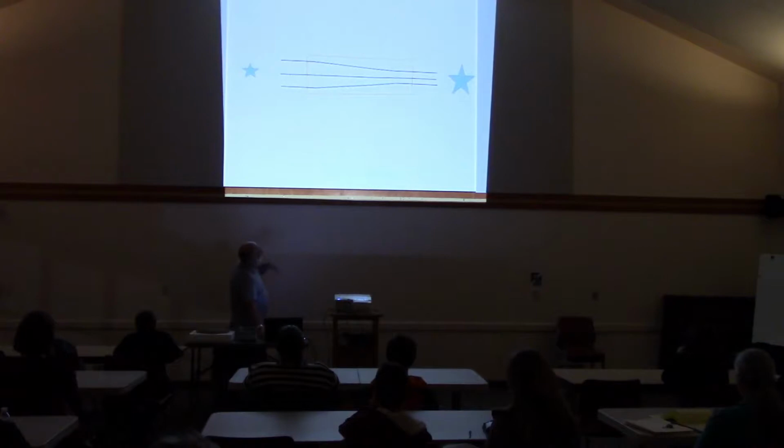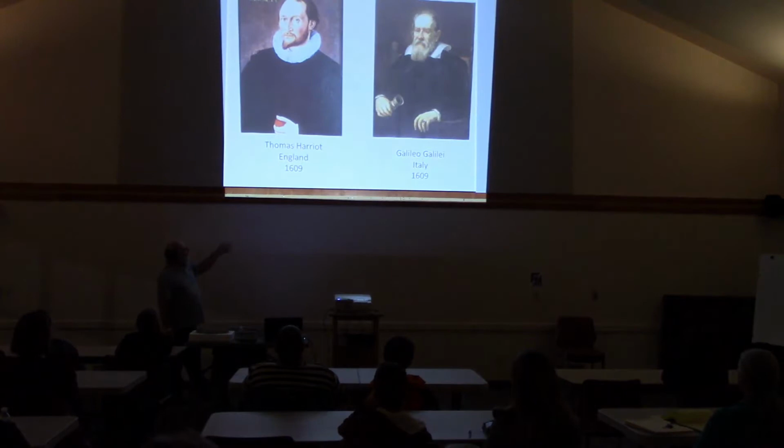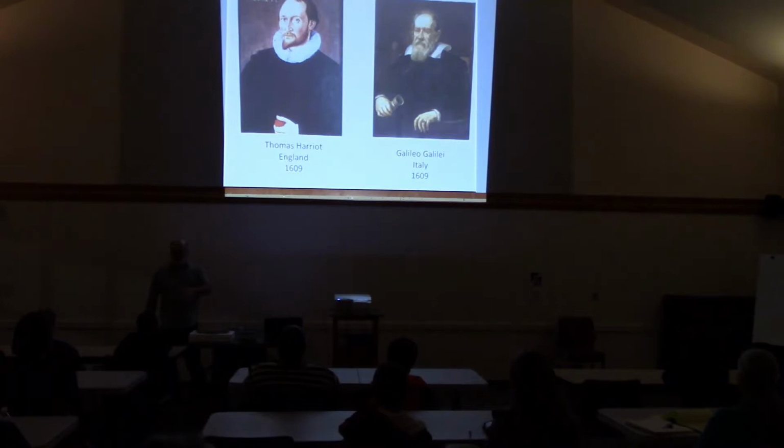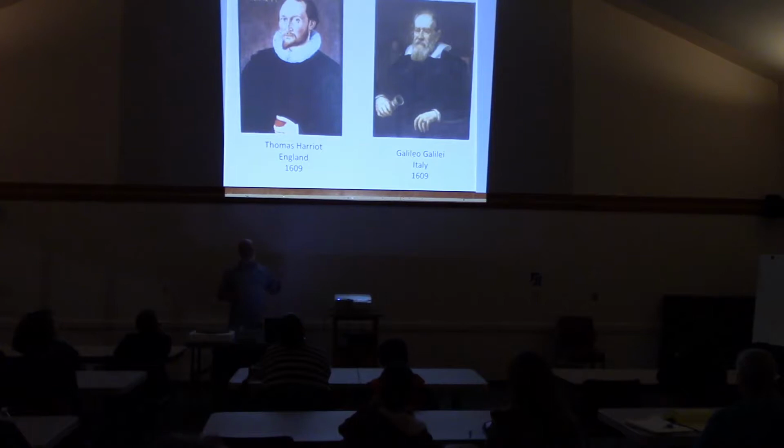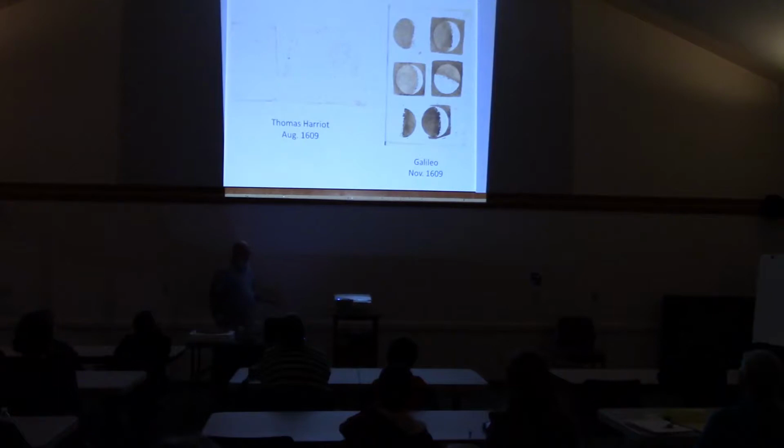Two gentlemen, Thomas Harriot and Galileo, both heard about the invention in the Netherlands, both designed their own telescope, both came up with a 20-power, much improved telescope, and both used their telescope to look at the moon. Everybody knows Galileo was the first person to aim his telescope into the sky. The problem with that is, no, he wasn't.